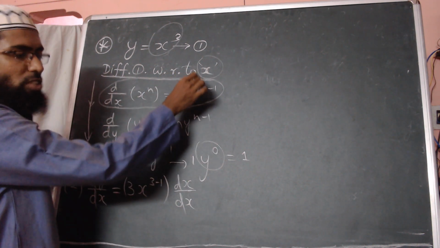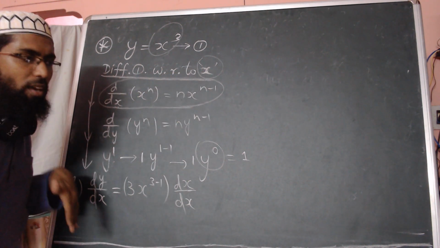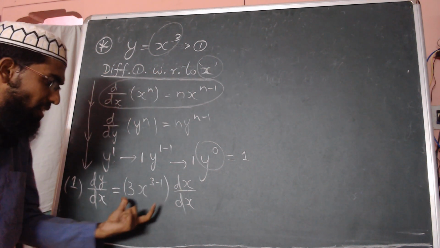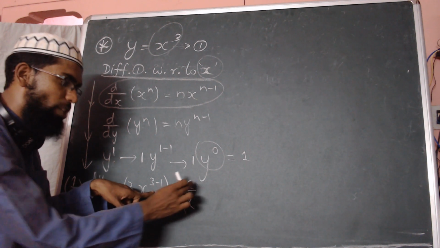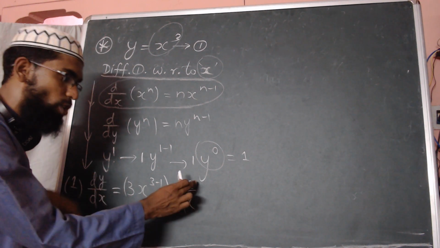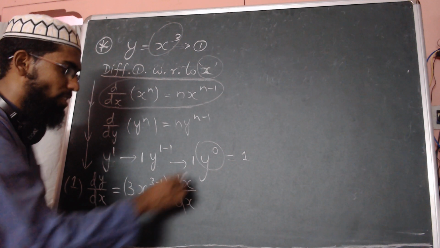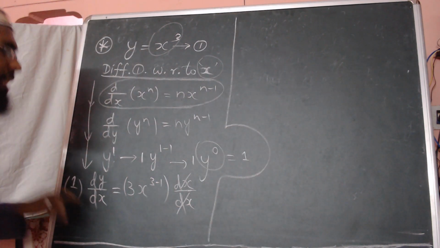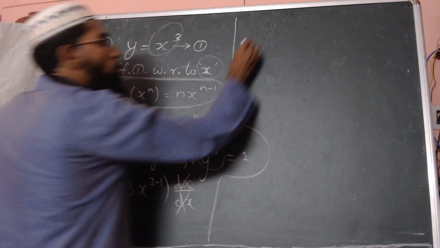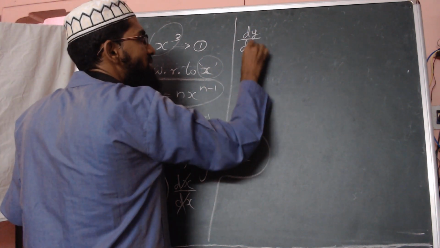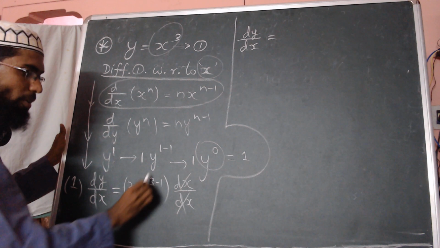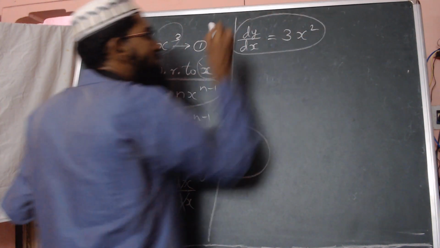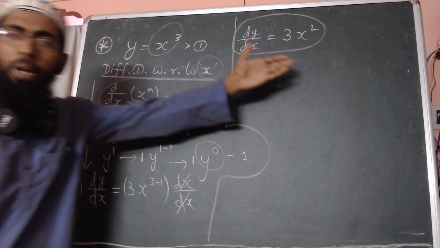This will be constant throughout the procedure. Differentiation with respect to x, so that must come in the denominator. The variable I have differentiated is x, and with respect to x as well, so this will be cancelled. What is left out now? dy by dx equal to the right hand side, 3x power 3 minus 1, which is nothing but 3x power 2. Right. This I have differentiated with respect to x.